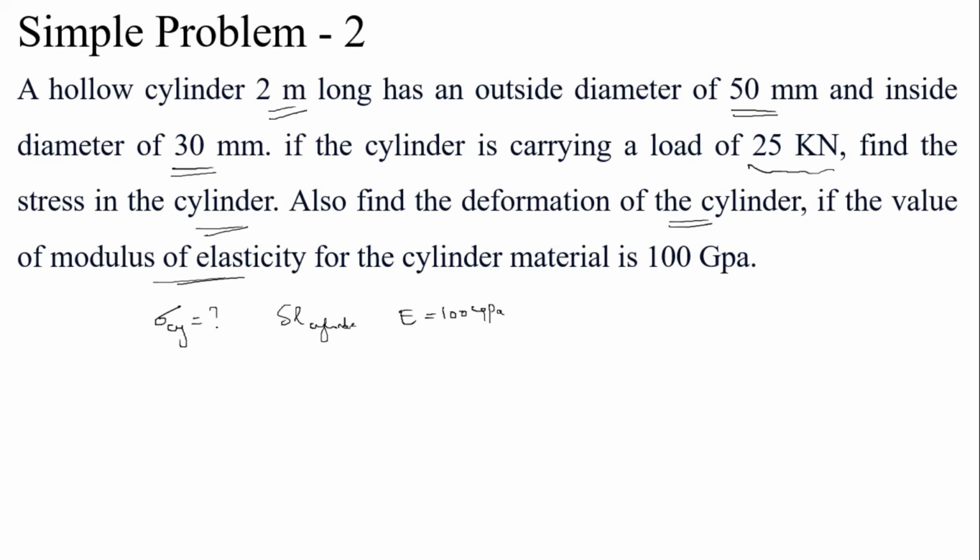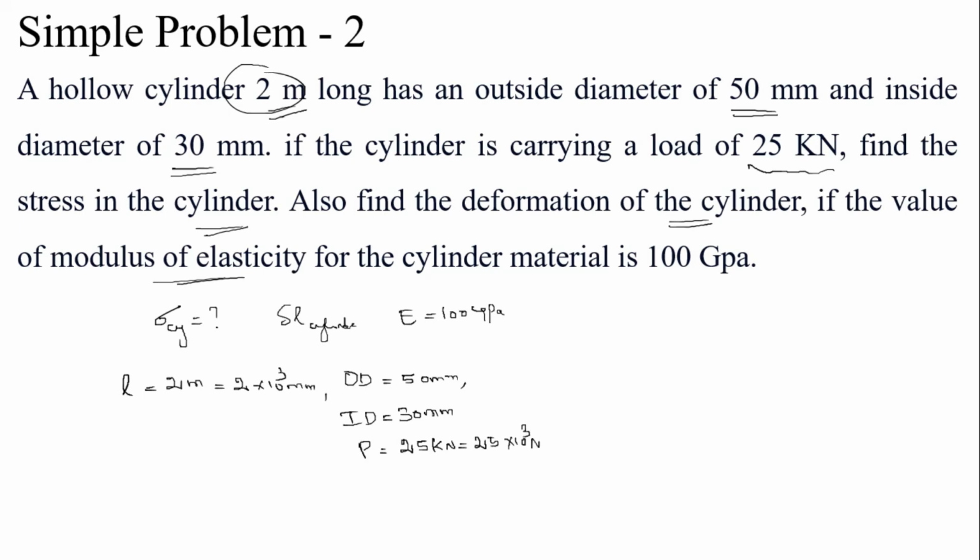So what are the data given? The length of the cylinder is given, L, which is equal to 2 meter, which is equal to 2 into 10 to the power of 3 mm, right? Next, the outer diameter OD is given, which is equal to 50 mm, and the inner diameter ID is 30 mm, right? The load P is equal to 25 kilonewton, which is equal to 25 into 10 to the power of 3 Newton.